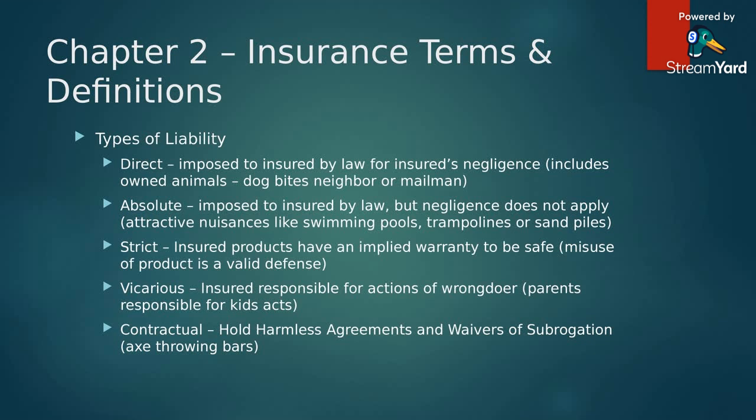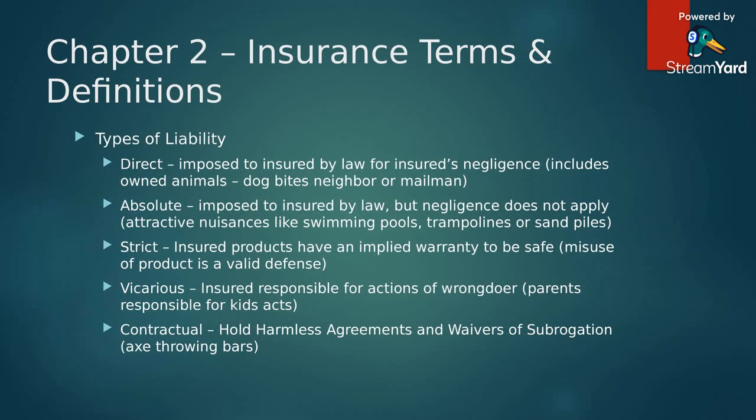If you're any kind of manufacturer or you make any products, you could be subject to what we call strict liability. So the insured product is supposed to have what we call an implied warranty to be safe, right? So when you use a product, you're not supposed to get injured, right? So if you had a fork that for some reason kept stabbing you every time you were using it properly, that would be something that the manufacturer of the fork would be responsible for.